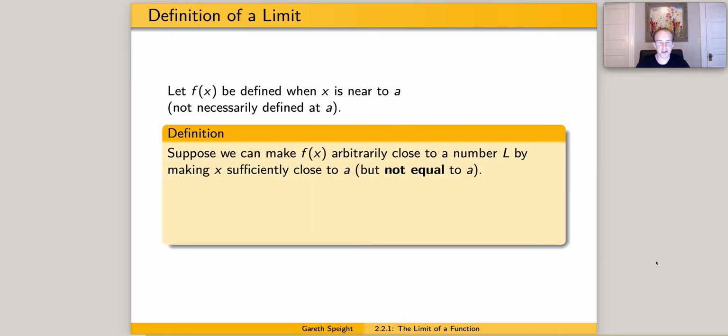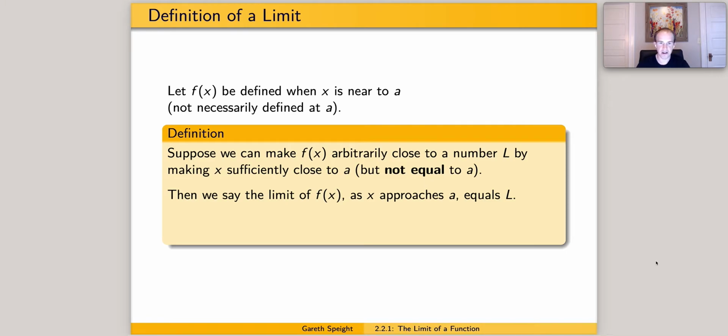Okay, so here's the definition of a limit. Suppose that we can make the values of f of x arbitrarily close to a number L. In different examples, we're going to have different numbers. L is just a number. So suppose we can make f of x as close as we like to L, or arbitrarily close to L, by making x sufficiently close to a, but not equal to a. We don't care at all about what happens at a. If we can make the values of f as close as we like by making x sufficiently close to a, then we say the limit of f of x as x approaches a is equal to L. We'll see what that looks like in a picture in a second.